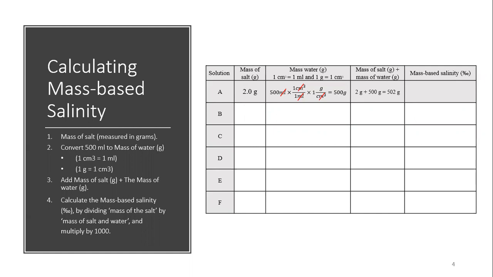Then add together the mass of salt in grams plus the mass of water in grams. And finally, calculate the mass-based salinity in parts per thousand by dividing the mass of the salt by the total mass of the salt and water and multiplying by 1,000 to convert the units into parts per thousand, the units of salinity. In your lab assignment, complete the mass-based salinity calculations for the 6 solutions in Table 3 and make sure to show all of your work and include the appropriate units.